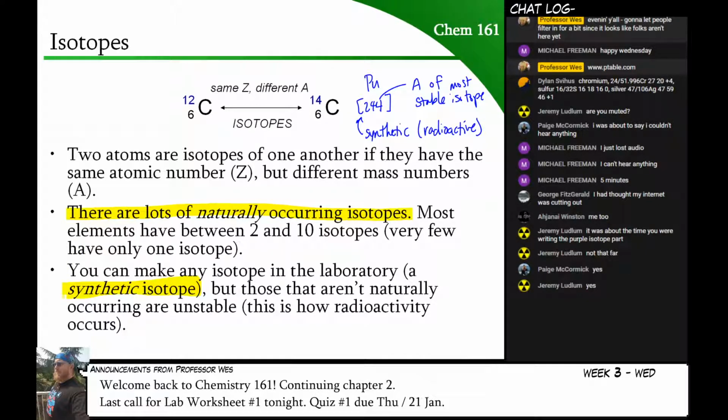You can create any combination of protons and neutrons that you want, and we'll call it a synthetic isotope. It's just that the half-life of that isotope might vary: maybe it's a few days long, maybe it's a few hours, maybe it's a few microseconds long. So there are various durations of isotopes.